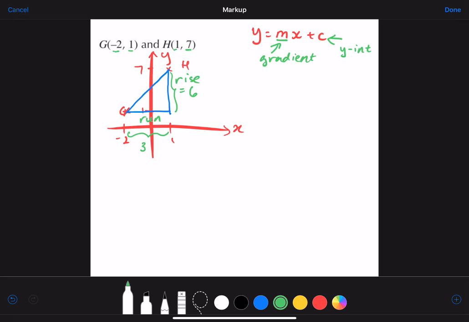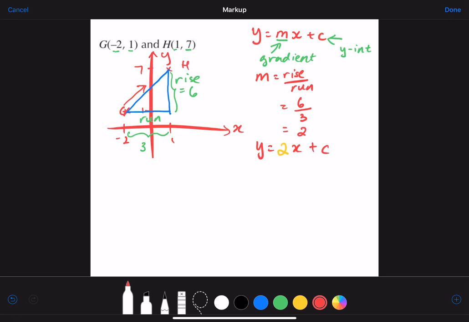So it doesn't matter. In this case, gradient, I'm just going to call it m for short, is the same as rise over run, and we have 6 units for the rise and 3 units for the run, giving us 2 for the gradient. Now, from left to right, you will realize that this is an upward slope, so we do not need to add a negative to the 2. So now that we know 2 is the gradient, we have y equals 2x plus c.